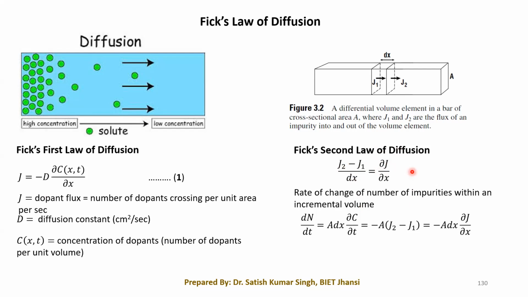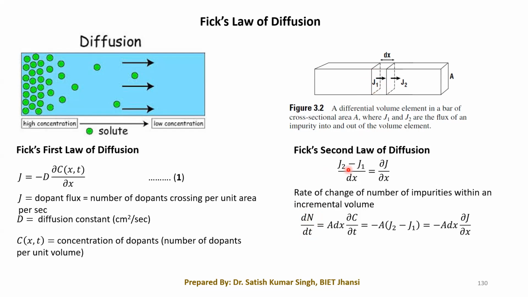Now, if we want to calculate the rate of change of the number of impurities within an incremental volume, what we want to calculate over here is the rate at which the number of dopant atoms is increasing within this incremental volume. So let us say that is denoted by dn/dt, where n is the number of impurity atoms within this particular volume. So how can it be calculated?